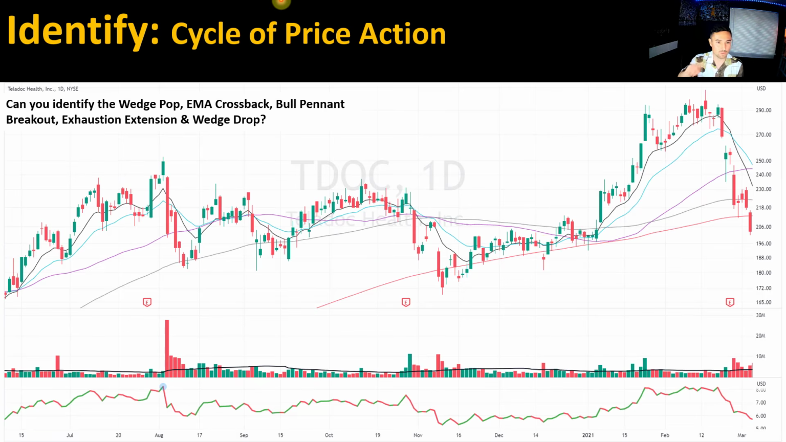So now you've got a couple to try and find on this one, this Teladoc. Can you identify a wedge pop, an EMA crossback, a bull pennant breakout, an exhaustion extension, and then the wedge drop? So I'm asking you 5 things there. Ready?